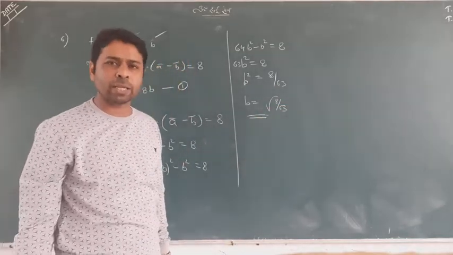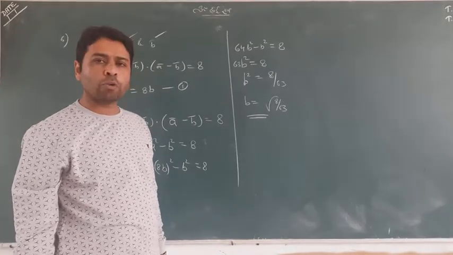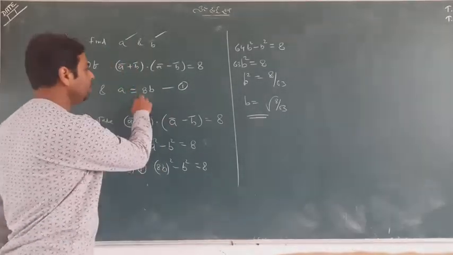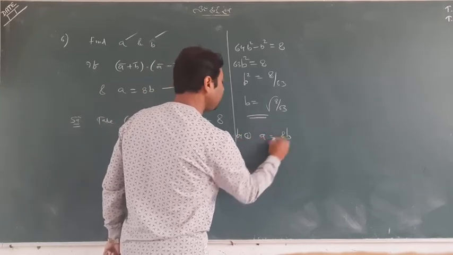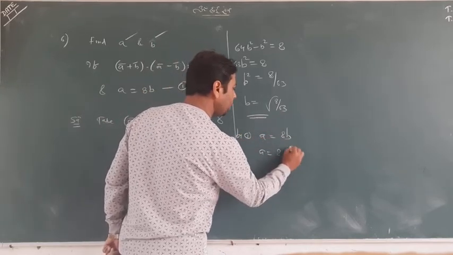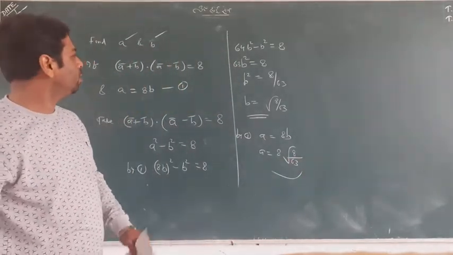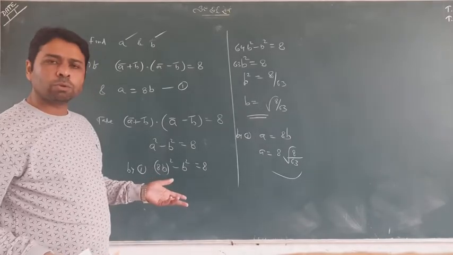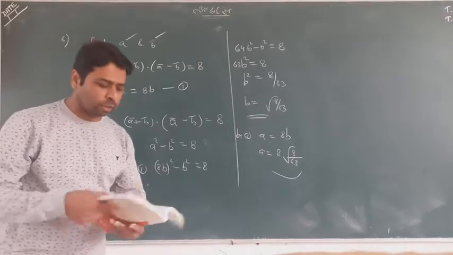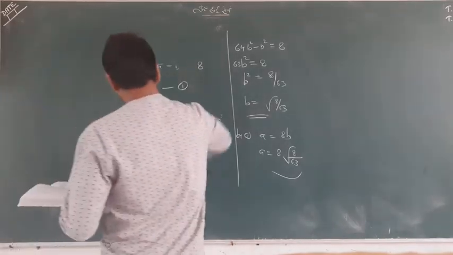Don't use the minus sign. Mod always carries a plus sign. This is mod of B. You can find mod of A from equation 1. A equals 8B, so put the value of B. It's 8 times root of 8 upon 63. This is mod of A. I think there was nothing else in the question. Everything is so easy. Go through the question, whatever is given, and you can get your answer easily. Okay, so this was a simple question.